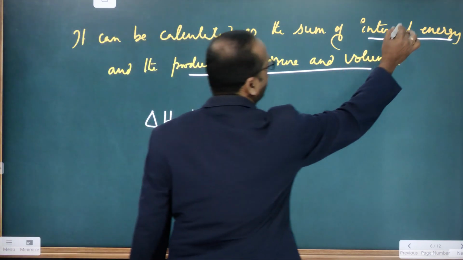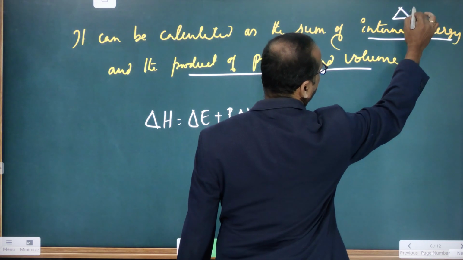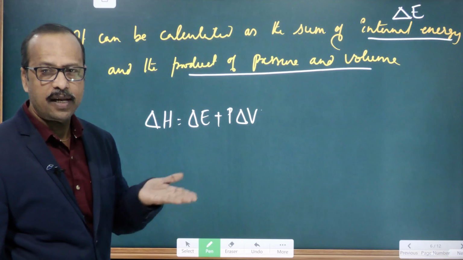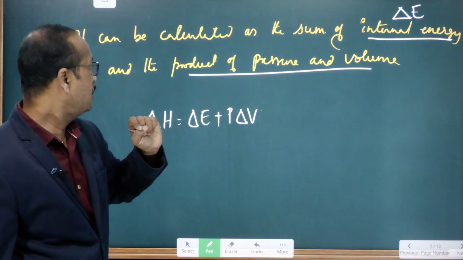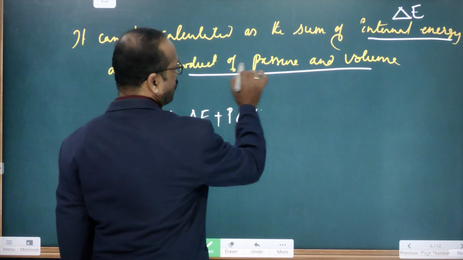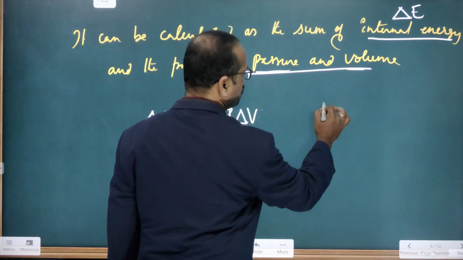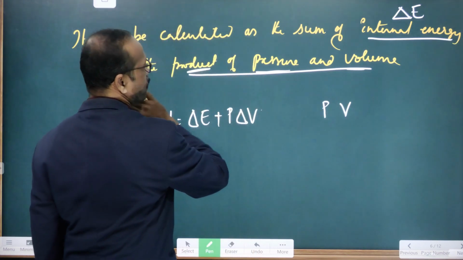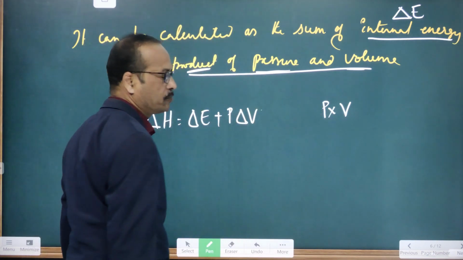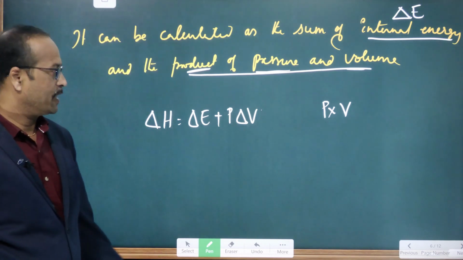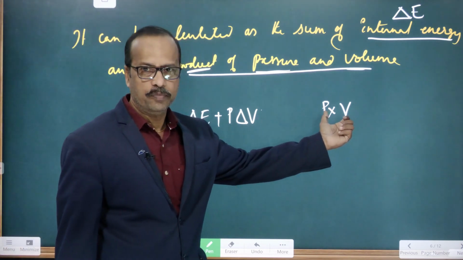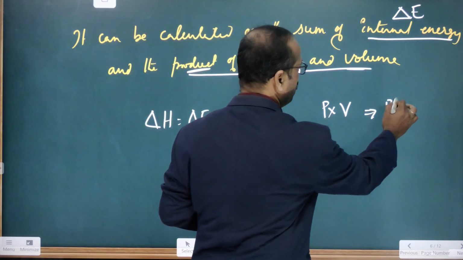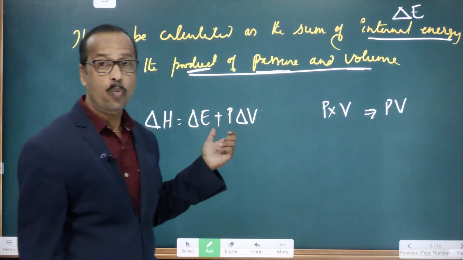Here, internal energy is denoted by what? Delta E. Already in the first law we discussed, internal energy is denoted by delta E. Now, the product of pressure and volume. Pressure means P, volume is V. What is the product? Product means multiplication. So the product of pressure and volume. Here the product of this we can write as PV, but we should not take PV here. Why?